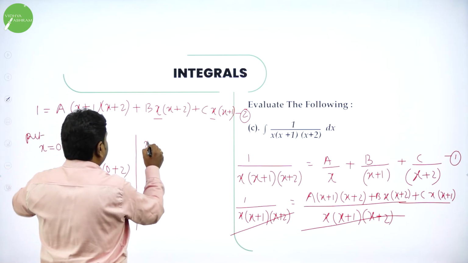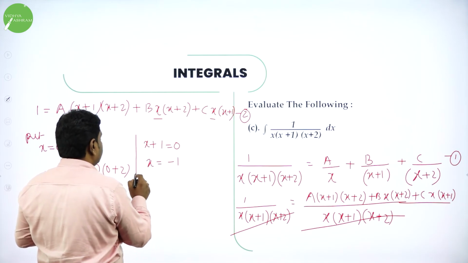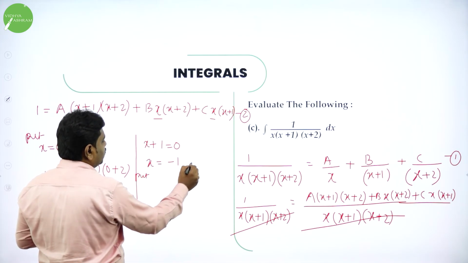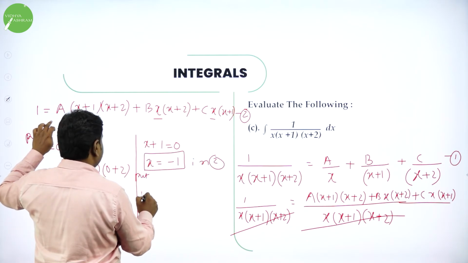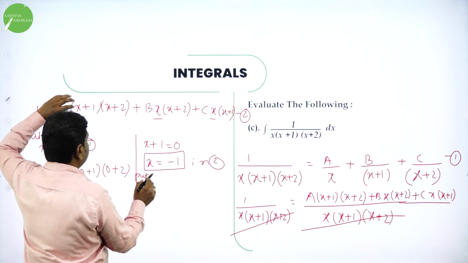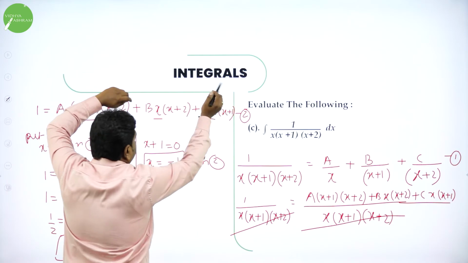Now similarly equate the second factor to 0. What is the second factor? x plus 1. Equate x plus 1 to 0, x will become minus 1. So put x is equal to minus 1 in equation 2. I need to substitute this. So 1 is equal to, if I put x as minus 1, wherever x plus 1 is there, drop it. This will become 0, leave it. The last one will become 0, leave it.